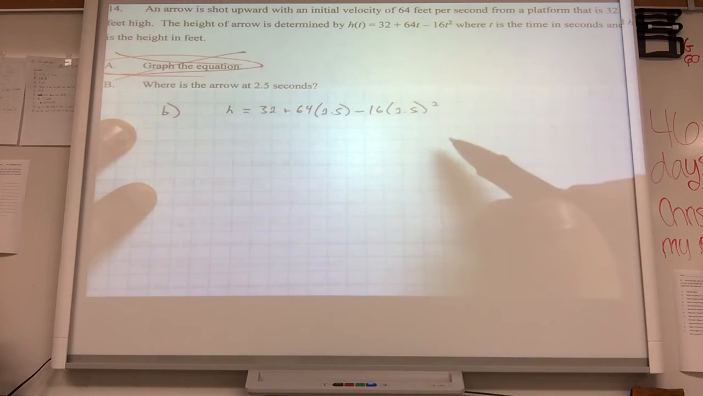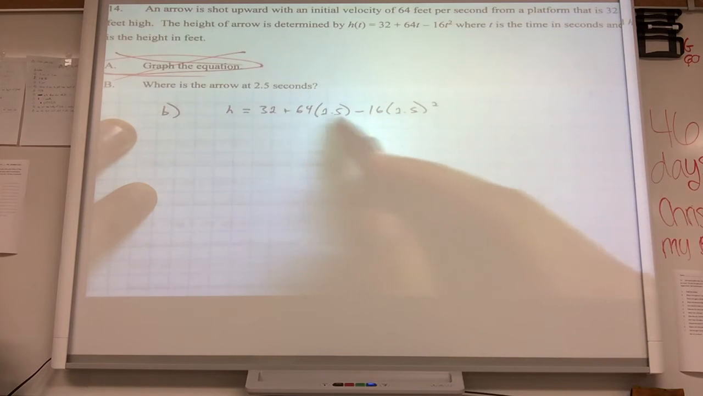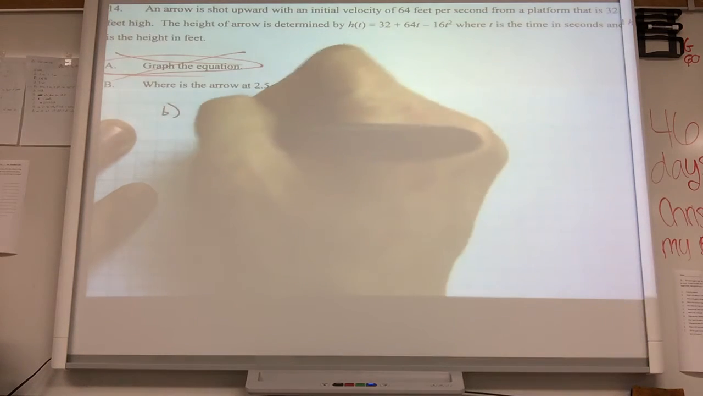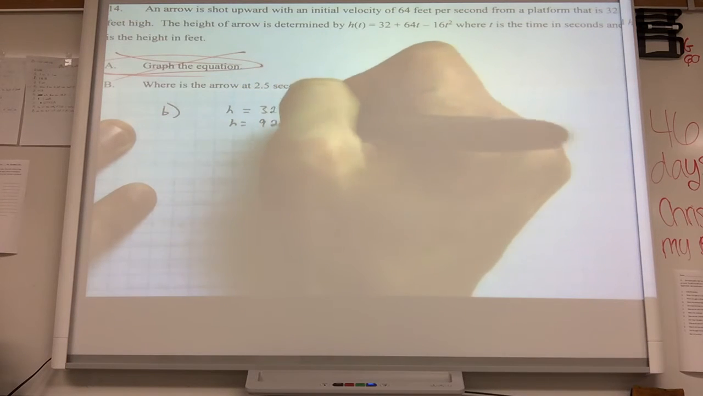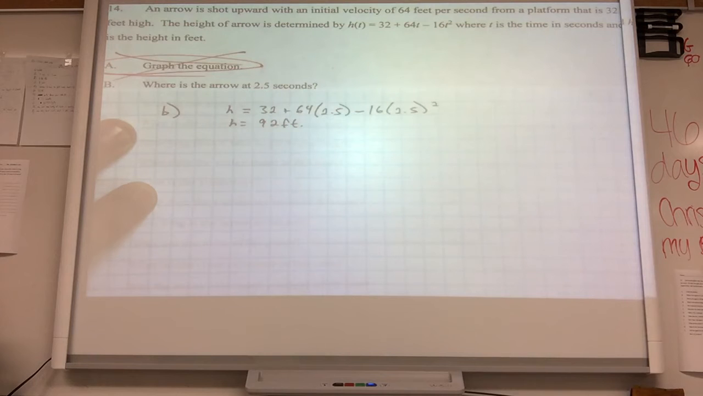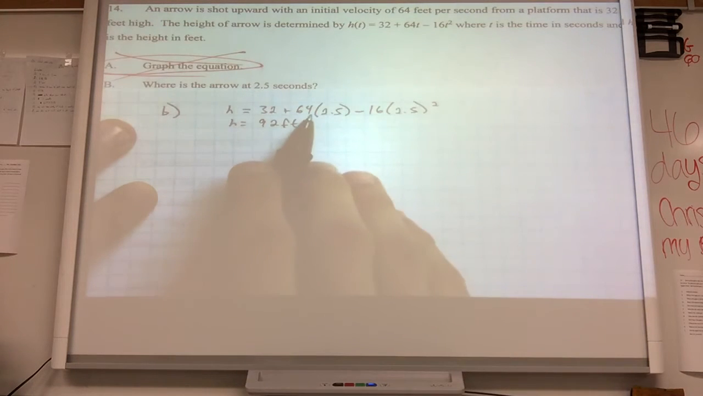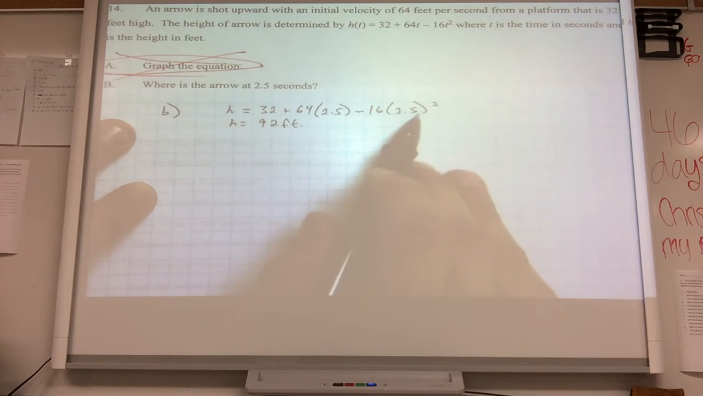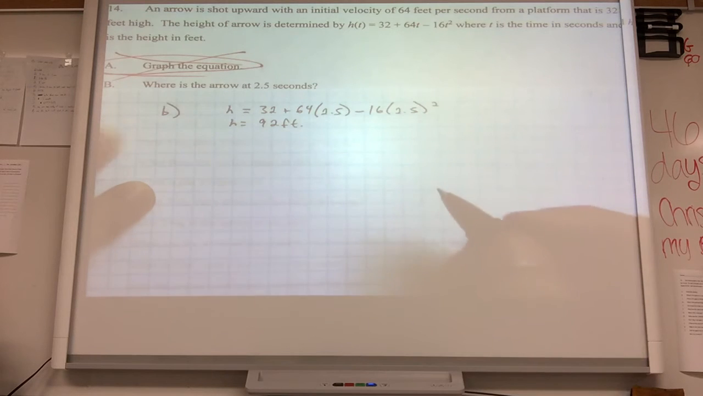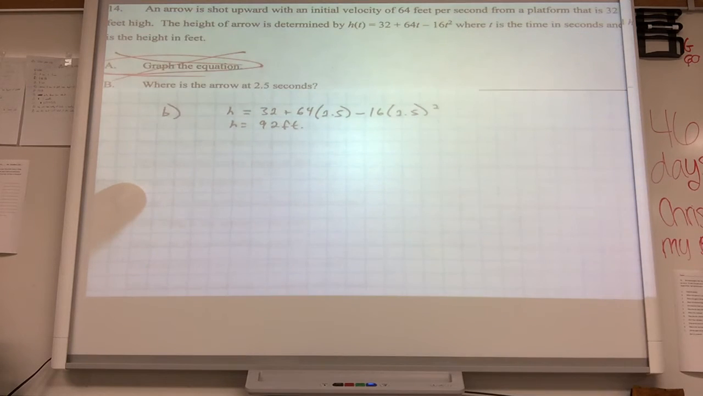Okay, so when I plug this into the calculator and solve it out, or maybe you want to do it by hand, which would take forever, your answer should come out to be 92 feet. So, in other words, 32 plus 64 times 2.5 minus 16 times 6.25, which is 2.5 squared, equals 92 feet. Okay, so that's the first question answered.